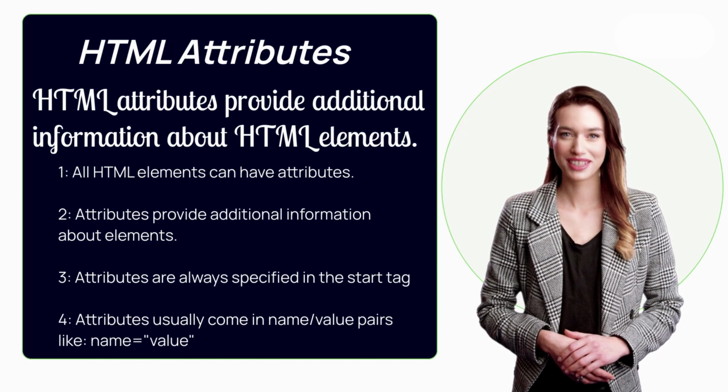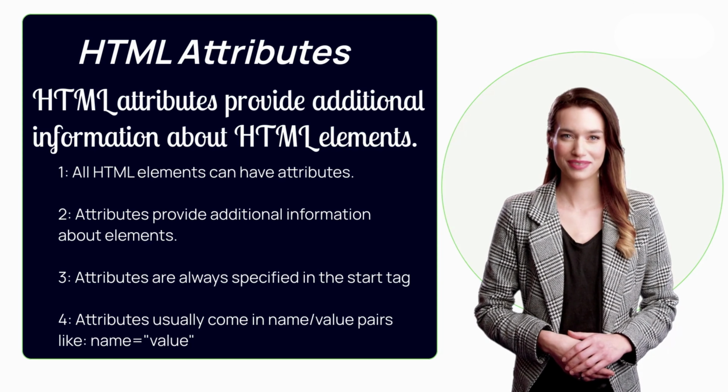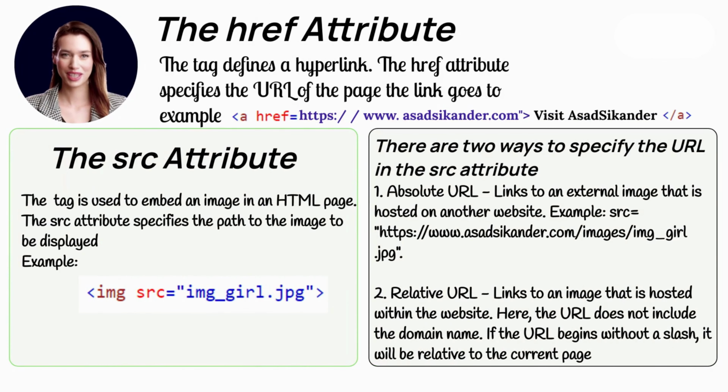Attributes usually come in name/value pairs, like name="value". The href attribute. The <a> tag defines a hyperlink. The href attribute specifies the URL of the page the link goes to, as shown in the example below.